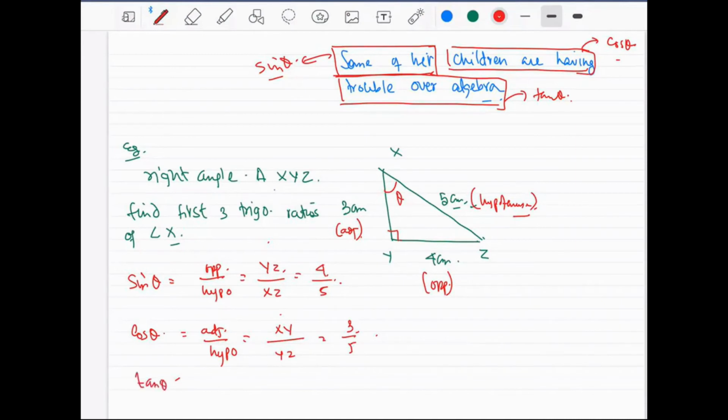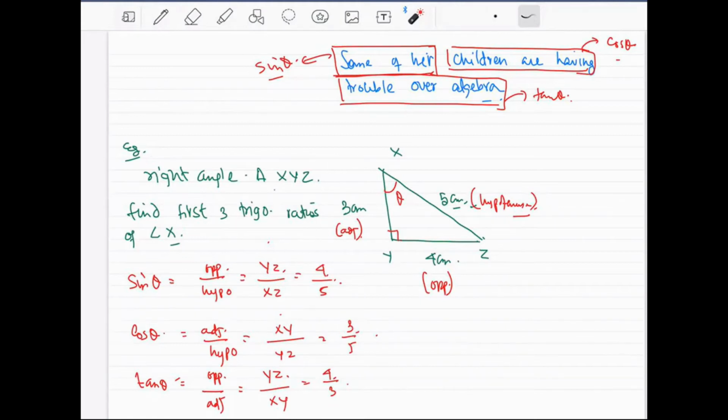So tan theta is "trouble over algebra", remember? TOA. Tan theta is what? Opposite divided by adjacent. So the formula is opposite by adjacent. Opposite is YZ. Adjacent is what now? According to the question, adjacent is XY. Put in the value: 4 divided by 3. Just copy this example in order to understand the basics of trigonometry.